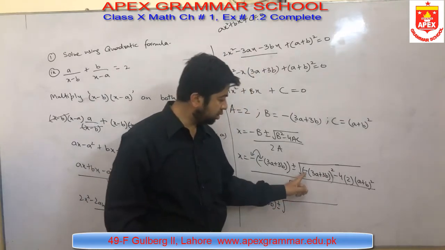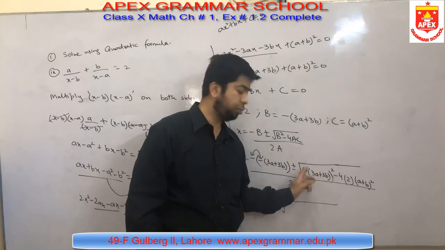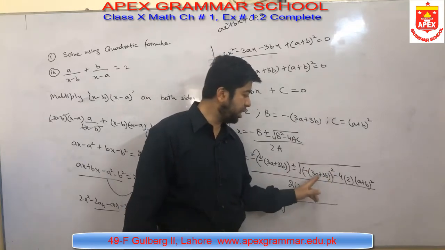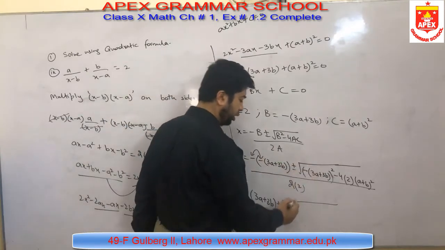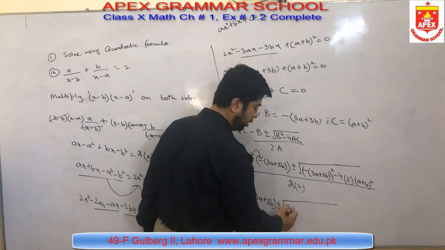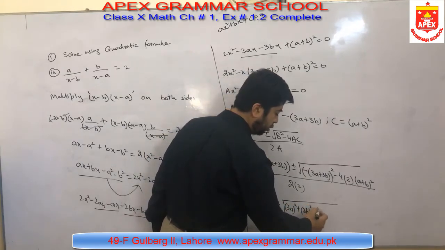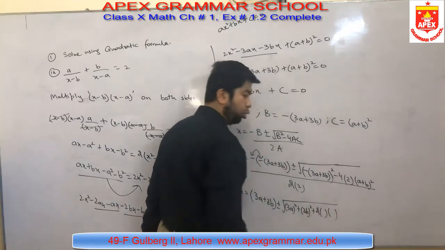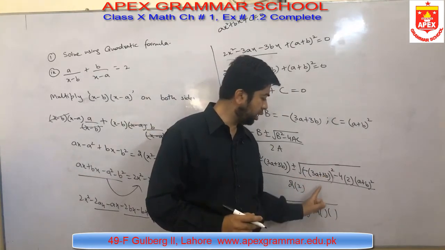You can see that this is another minus sign, but for this square, this minus becomes positive, and (3a plus 3b) whole square. Open it now. (3a) square, this is like the (a plus b) whole square formula. So it is 3a square plus 3b square plus 2ab. You know that (a plus b) whole square is a square plus b square plus 2ab.